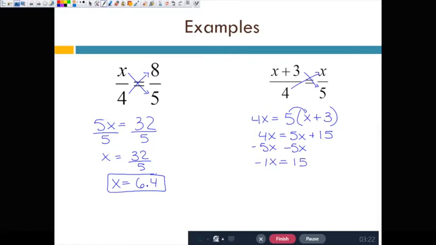Okay? Then, is my x by itself yet? No, there's a negative affecting it. So I'm going to divide by negative 1. So x is going to equal negative 15. So we only added one additional step, cross multiplying.